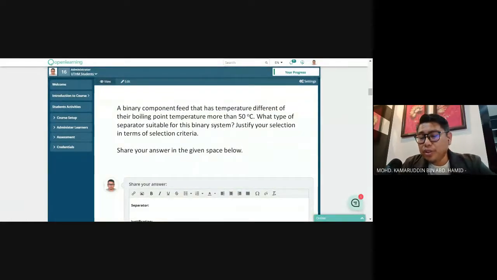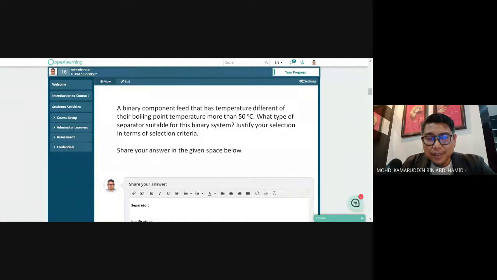But if the purity is not mentioned here, then flash is enough. Another justification that you can give here is that flash is the separator that requires the least energy. There is hardly any energy needed, because it's just a flash. You don't need a reboiler, you don't need a condenser. Since the boiling point difference is quite big, flash is possible.